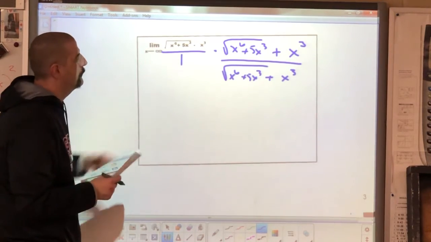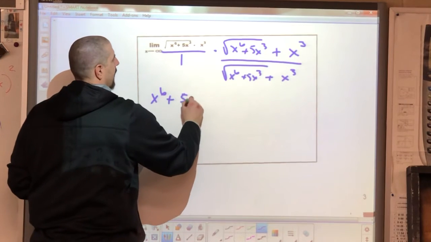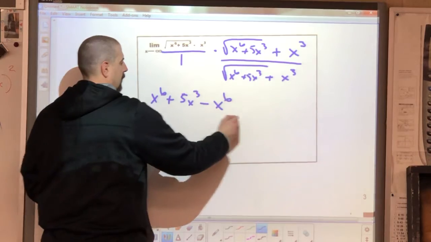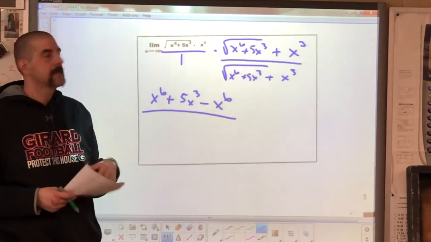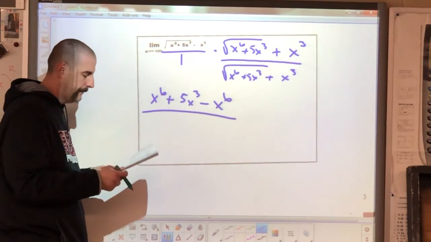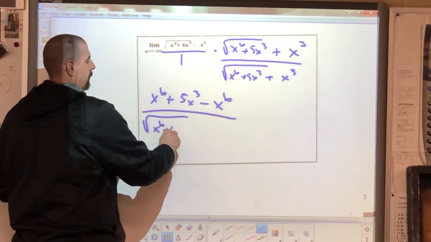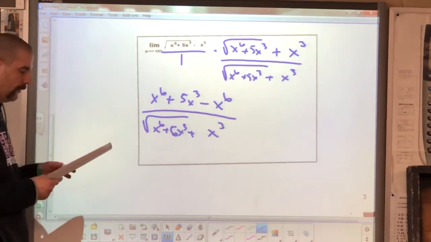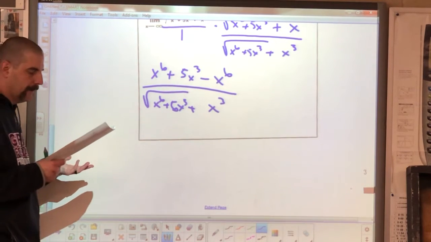So the top, pretty easy. This is going to be x to the 6th plus 5x to the 3rd minus x to the 6th. Okay, that's this times this, that times that. And the bottom is just the square root of x to the 6th plus 5x cubed plus x cubed, okay? So now the question becomes, what do you divide by?